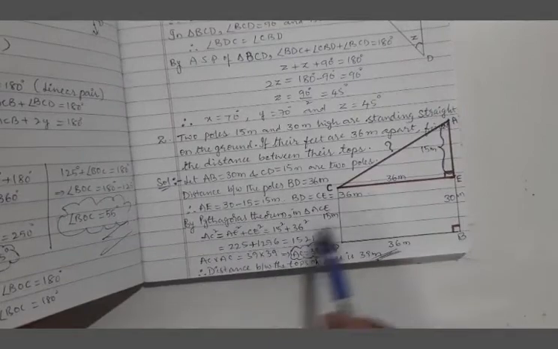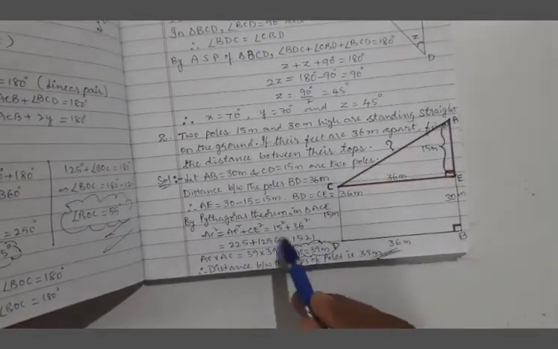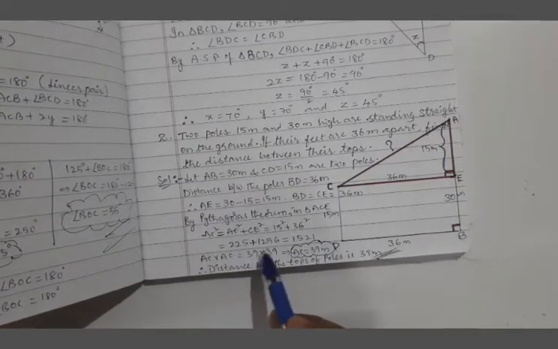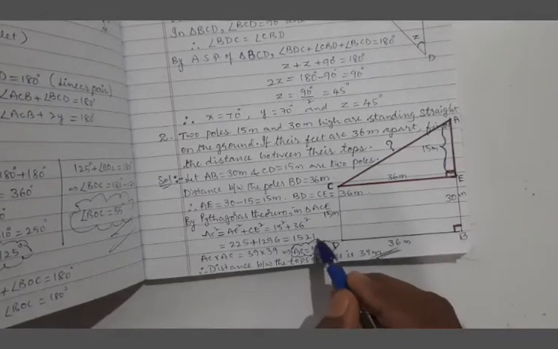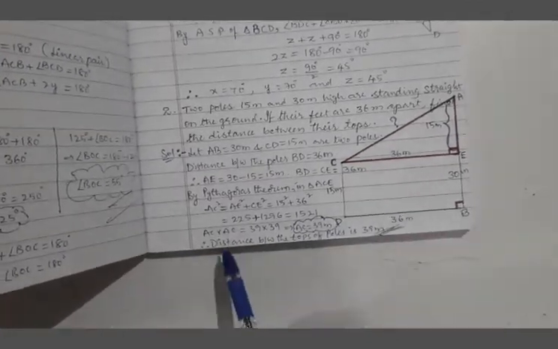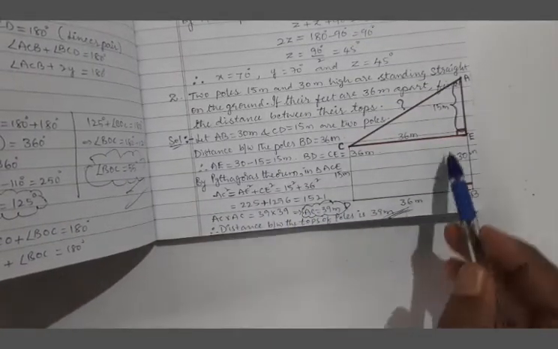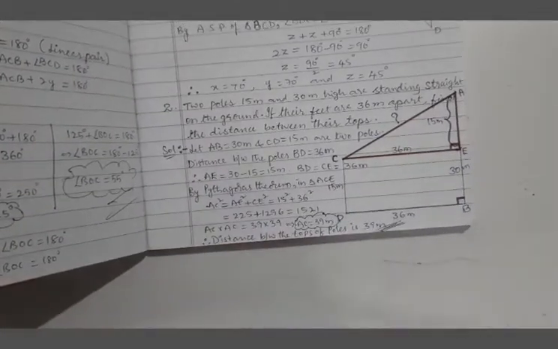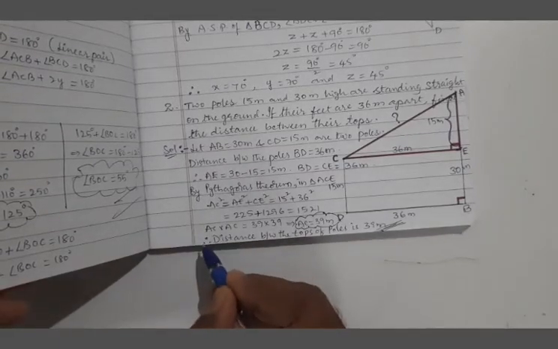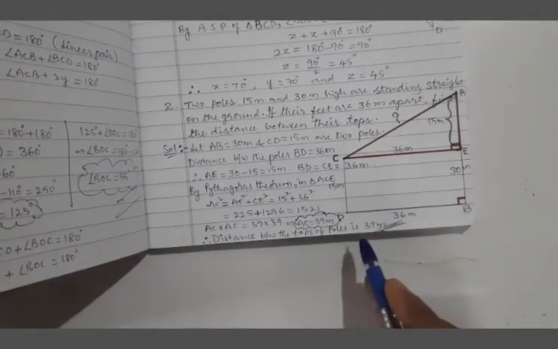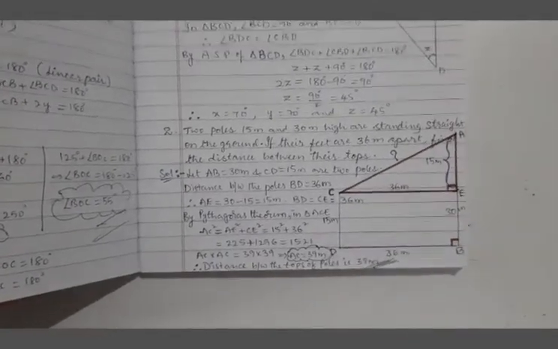AC square is equal to AE square plus EC square, which gives you 15 square plus 36 square, 225 plus 1296. Multiply in the rough work and get this work done. 1521, children. Therefore, this 1521 can be written as 39 into 39. I have not done rough work, please excuse me for that. You do it in your work. So AC is equal to 39 meters. And at the end, therefore, the distance between the tops of the poles is 39 meters. Here ends our problem.